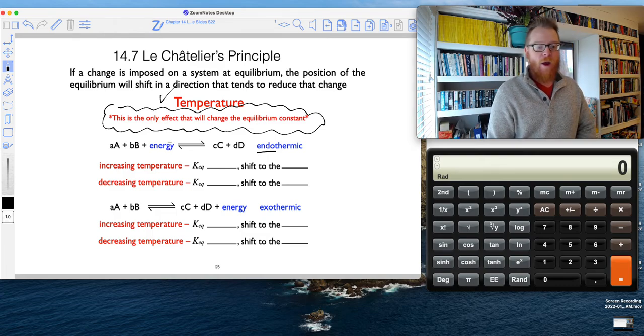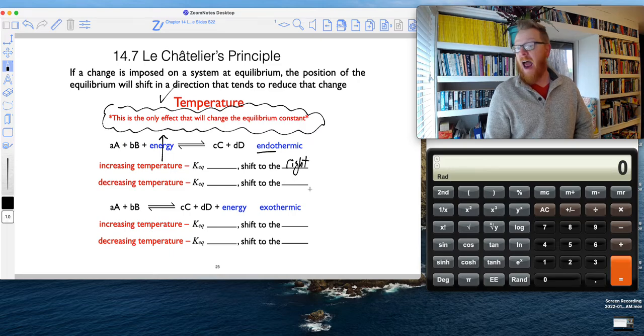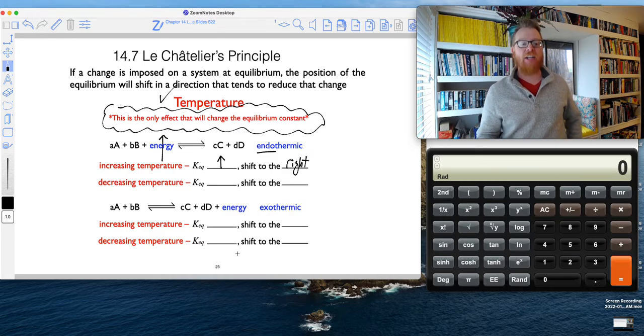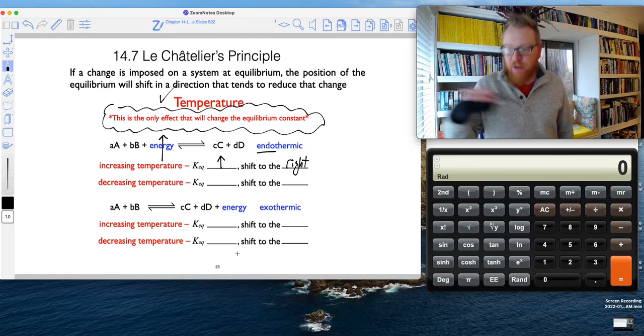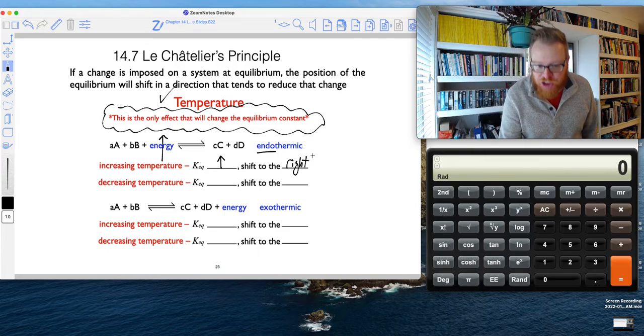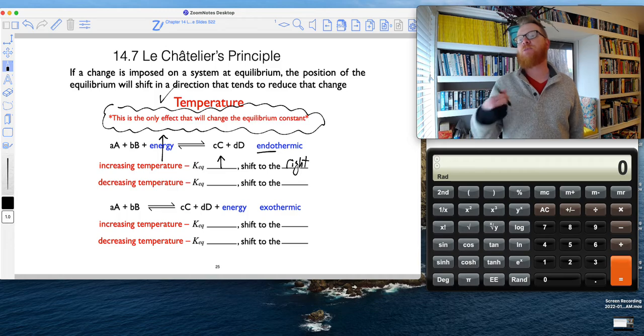Okay. And so what that means now, if I increase the temperature, it's like I'm adding more energy, right? And it's that same effect. If I'm adding more energy to this endothermic reaction, that's going to shift it to the right. So that's going to allow more products to form. And disproportionately, it's going to increase the value of K. All right. So for endothermic reactions, increasing the temperature increases the equilibrium constant and shifts the reaction to the right, meaning it makes more products.